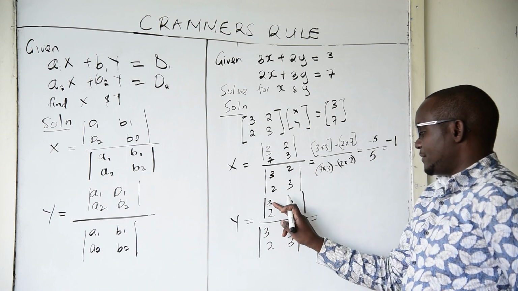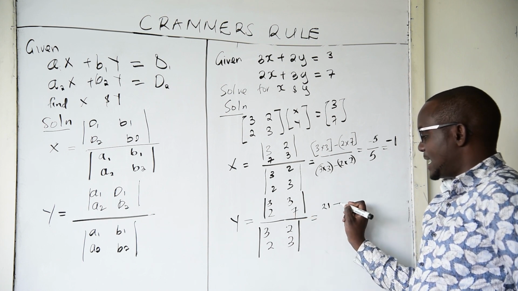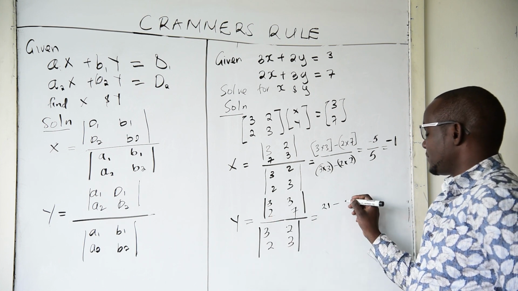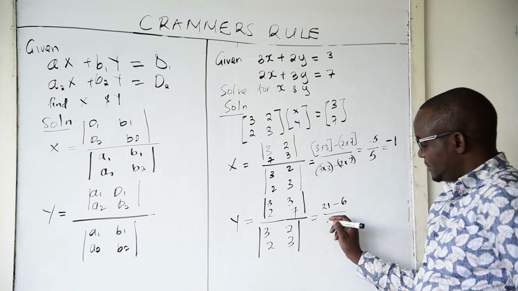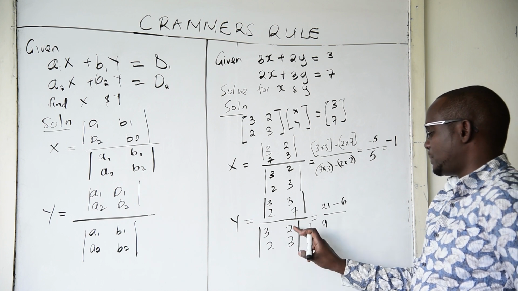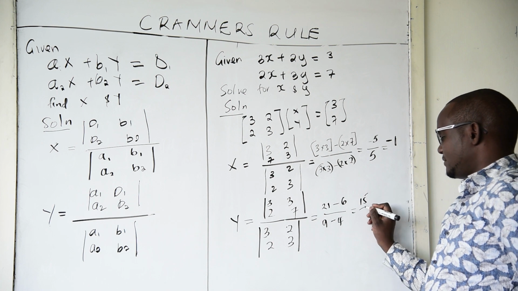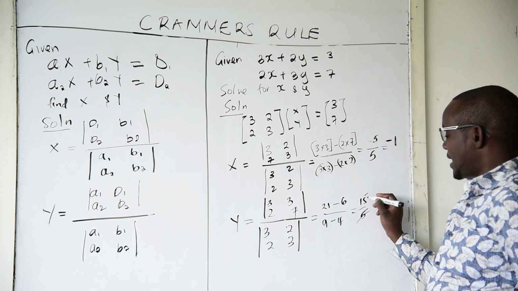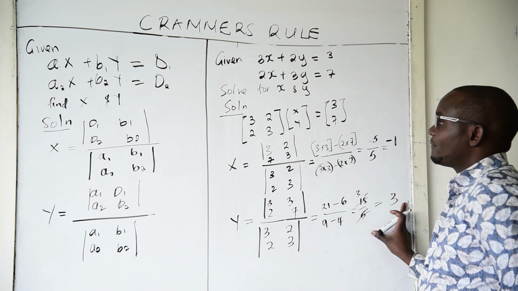So the determinant here, we have 3 multiplied by 7, which gives me 21, minus 2 multiplied by 3, which is 6, divided by 3 multiplied by 3, that is 9, minus 2 multiplied by 2, that is 4. So here we have 15 divided by 5. That means you divide this by 5, we have 3. My y is equal to 3.